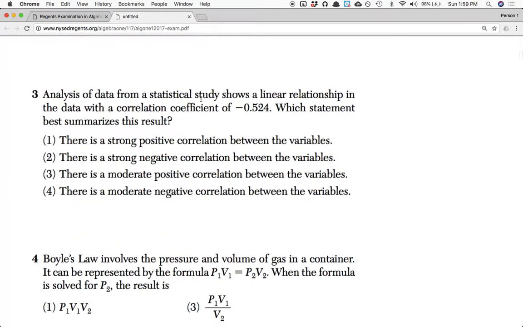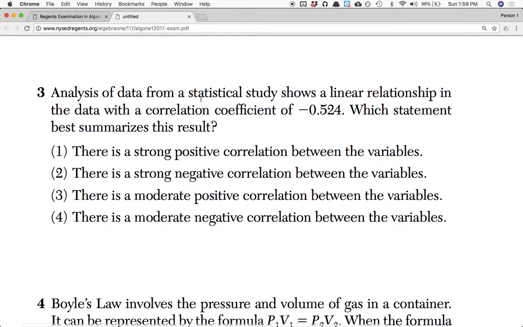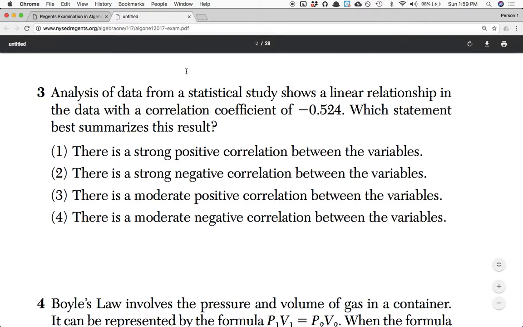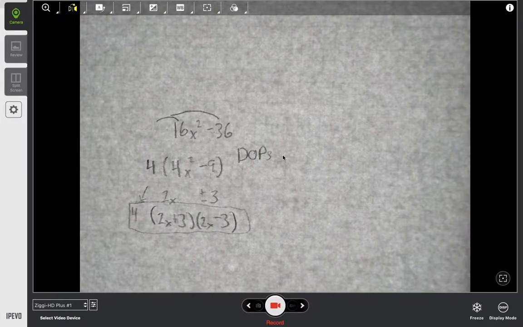Question number 3. Analysis of data from a statistical study shows a linear relationship in the data with a correlation coefficient of negative 0.524. Which statement best summarizes this result? This is straight memorization. You just need to remember what the correlation coefficient talks about. And the rule for that is, maybe I'll write some stuff down over here for this one.